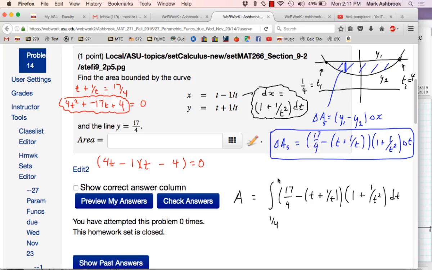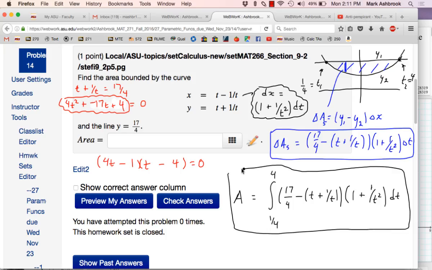Questions on this example? So you got a little algebra to do here. You got 3 terms and 2 terms, so you're going to have 6 terms once you multiply all that out. But then each one is easy in terms of antiderivative, just polynomial-ish. Take your antiderivative, plug in 4, plug in the 1/4, subtract. Questions on this area example?